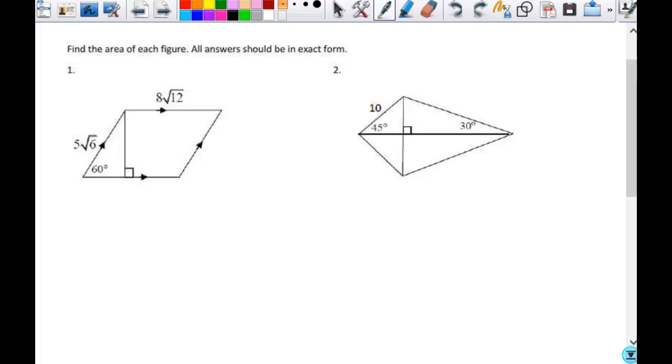All right, so this says find the area of each figure. All answers should be in exact form. All right, so when we look at number 1, what is the shape of number 1? It is a parallelogram, okay?